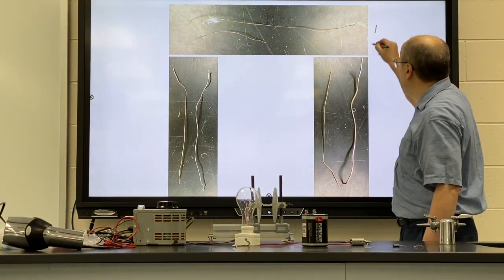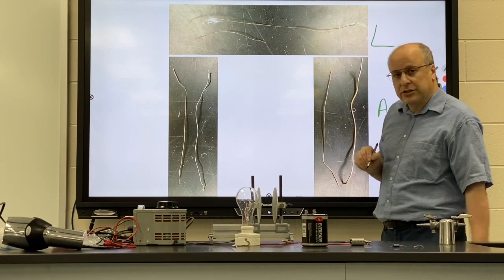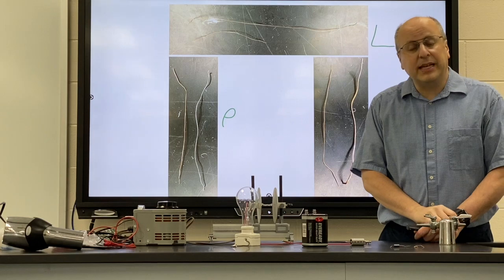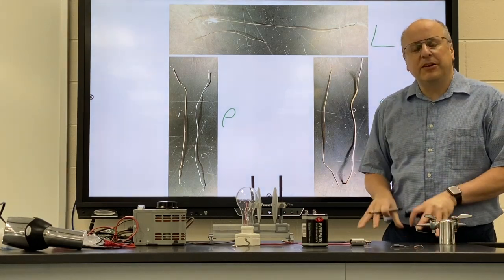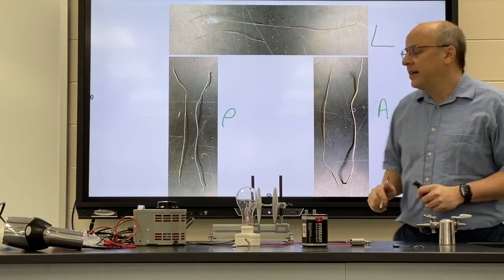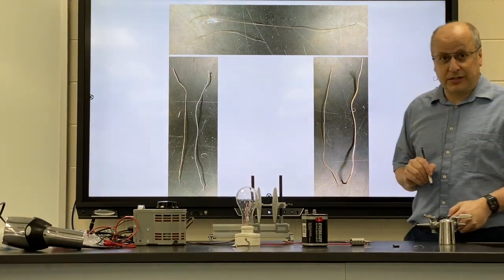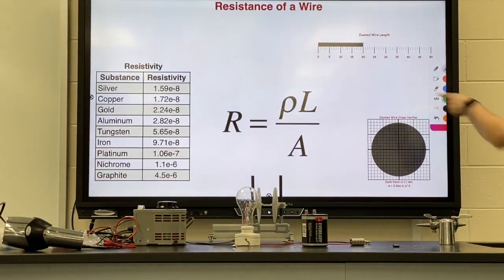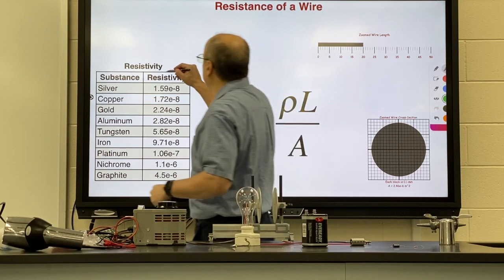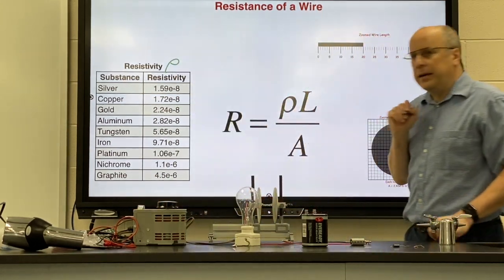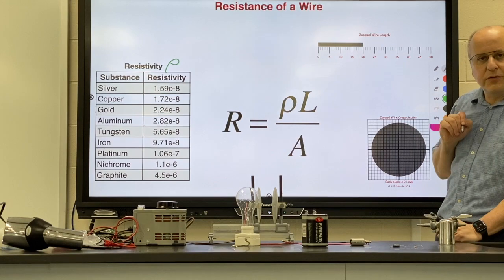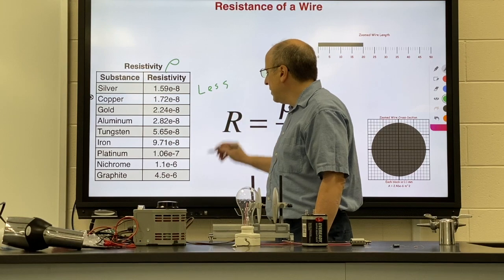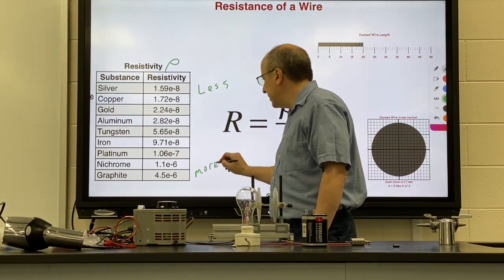Three factors: length, cross-sectional area, and material. Material goes by the letter rho. It stands for resistivity, and each material has its own unique resistivity. They are found on one of your reference sheets. So look for the reference sheet that says resistivity. Okay, the chart will look something like that. I would recommend putting the rho symbol right above that chart so you remember. Smaller numbers, less resistance. Bigger numbers, more resistance.